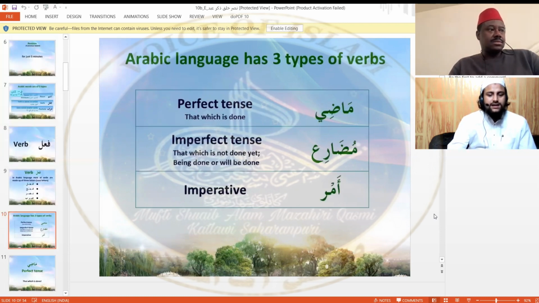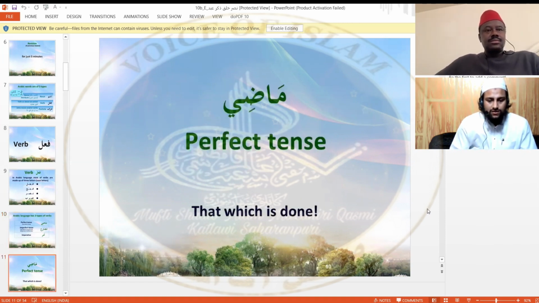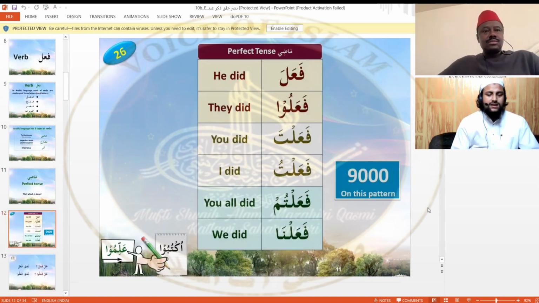The Arabic language has three types of verbs: perfect tense, imperfect tense, and imperative. So mazi, perfect tense, is that which is done. In the 10th lesson and the second part of the 9th lesson, we learned three words: fa'ala, ja'ala, and fataha. So now we are going to move on, and we are going ahead, mashallah.